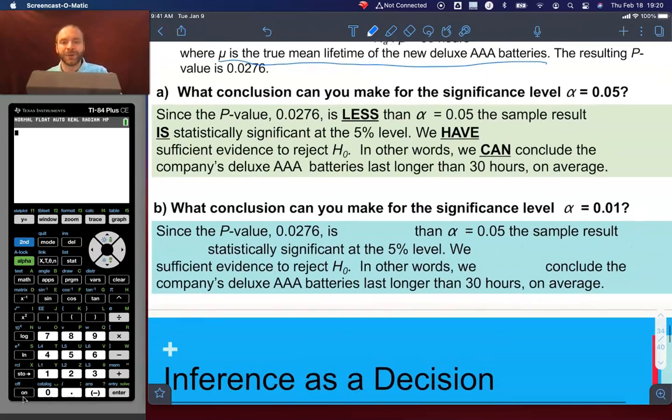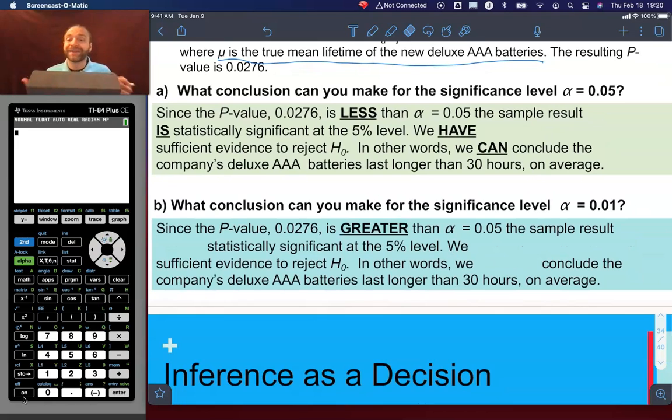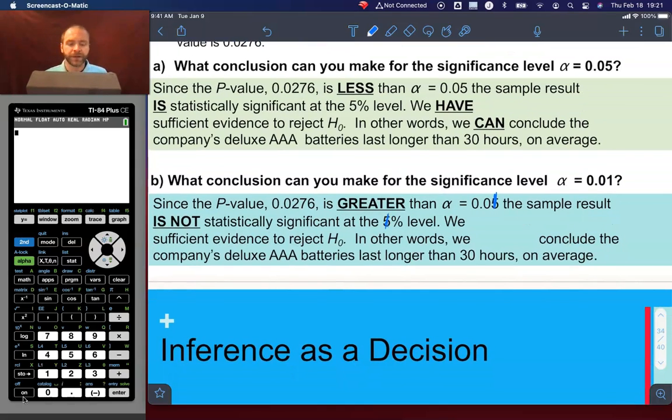So in this case, what would happen? Well, my p-value is greater than my alpha level of 0.05. So that means the sample result is not statistically significant at that 5% level. This should really be a 1% and a 1% here. So we do not have enough evidence to reject the null. I don't want to say that I'm wrong, so I'm going to say we cannot conclude the deluxe AAA batteries made by this company last longer than 30 hours on average.